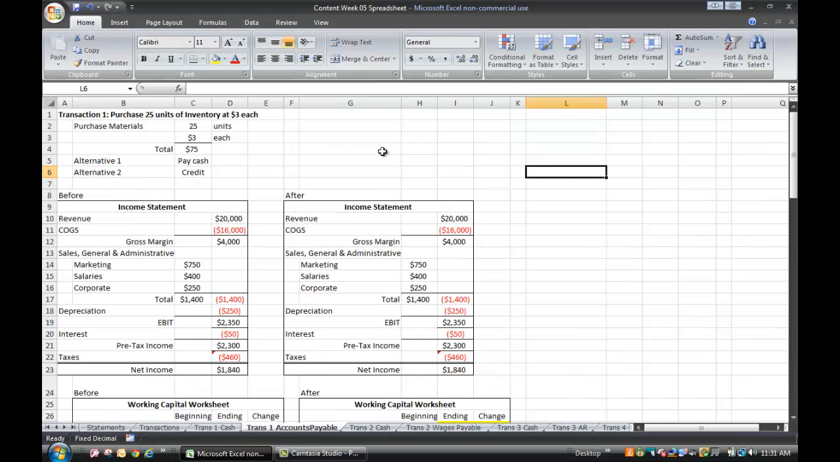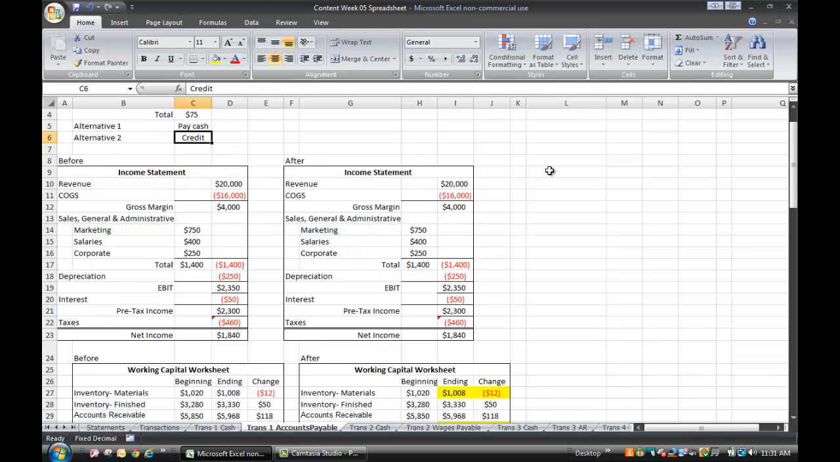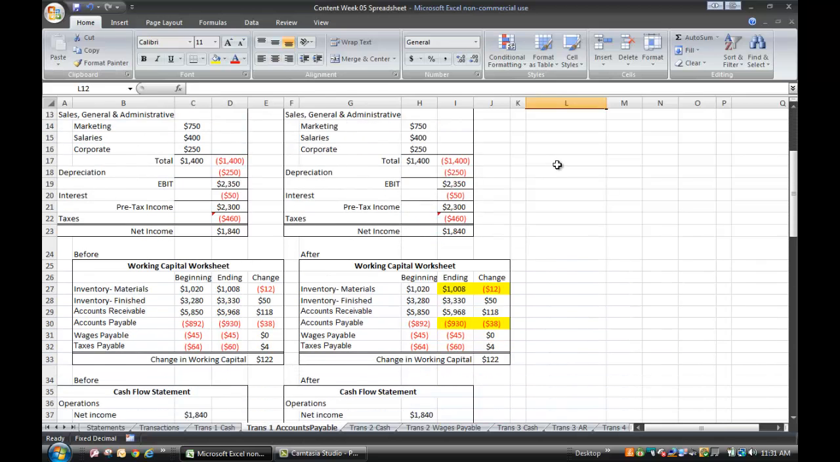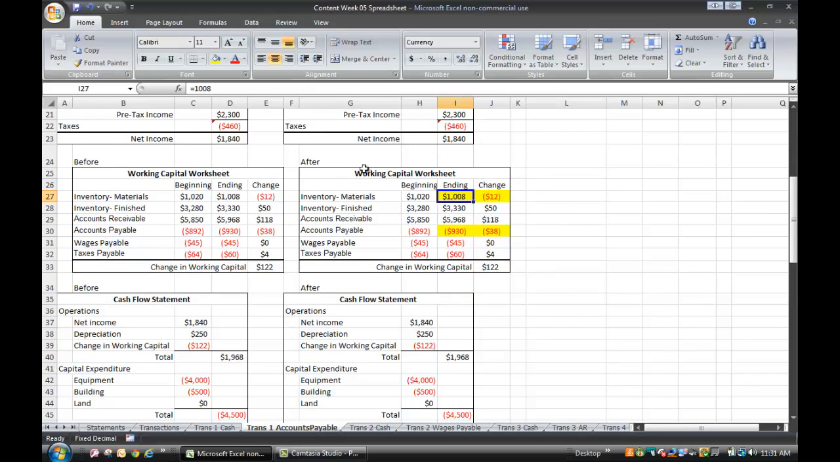Now let's start over and see what happens when we pay with credit. Again, no change in the income statement. This goes up by $75, just the way it did when we paid cash. The inventory on hand goes up. Did I make sure I did that right? 63 plus 12 is 75.